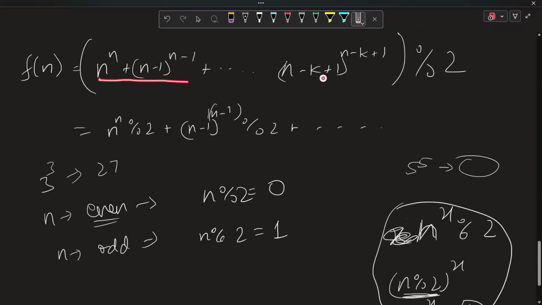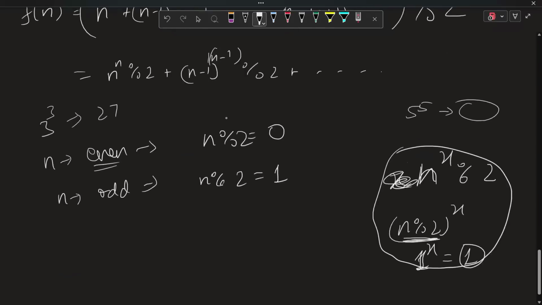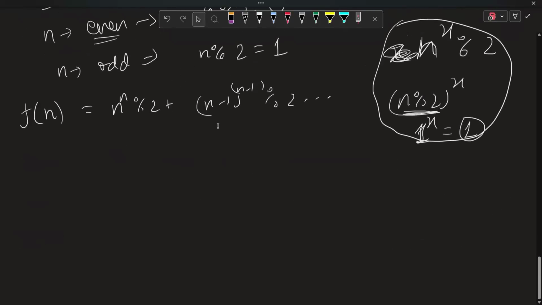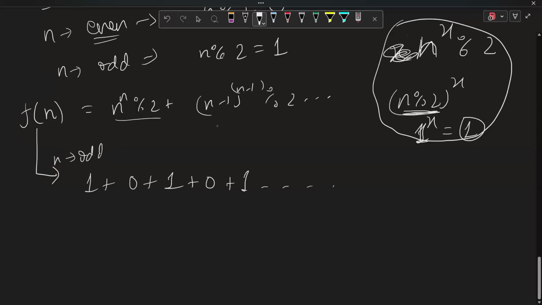Simply. And you know these are consecutive numbers. So if n is odd, this would be 1. Then n minus 1 would be definitely even, and after that, it would be 1. So basically, I can say my Fn, which was n raised to the power n mod 2 plus n minus 1 raised to the power n minus 1 mod 2 and so on, can again be divided into two cases. If n is odd, this one would be 1, this would be 0, plus 1, plus 0, plus 1.